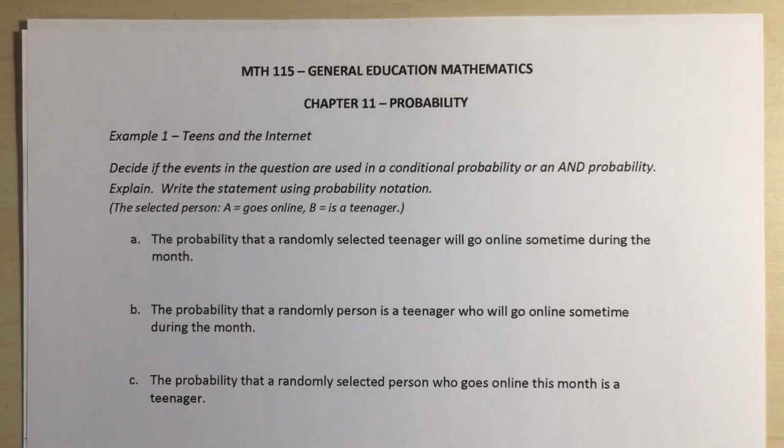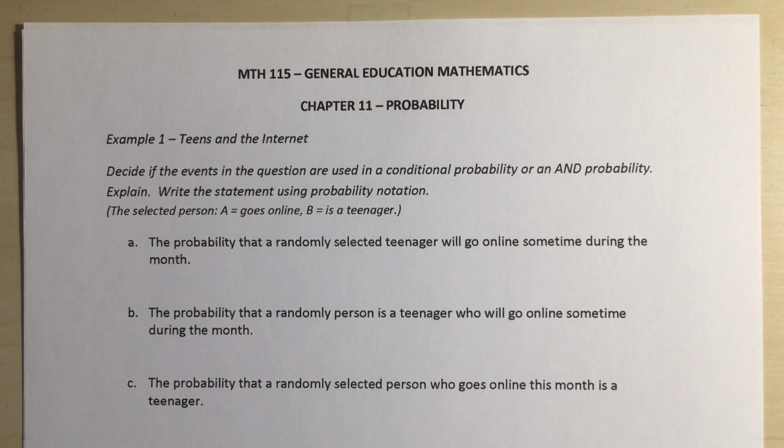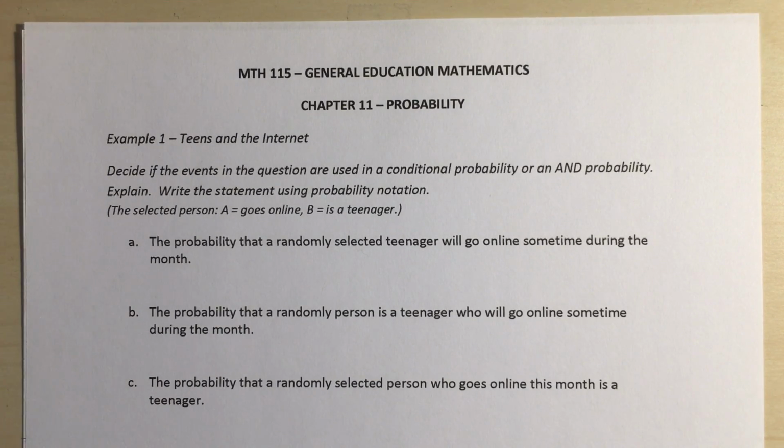So the first example that we're going to do, we're just going to be looking at the phrasing of some questions and try to decide if these are examples of conditional probabilities or and probabilities. All right, so decide if the events in the question are used in a conditional probability or in an and probability problem. Explain. And then we're going to write the statement using probability notation.